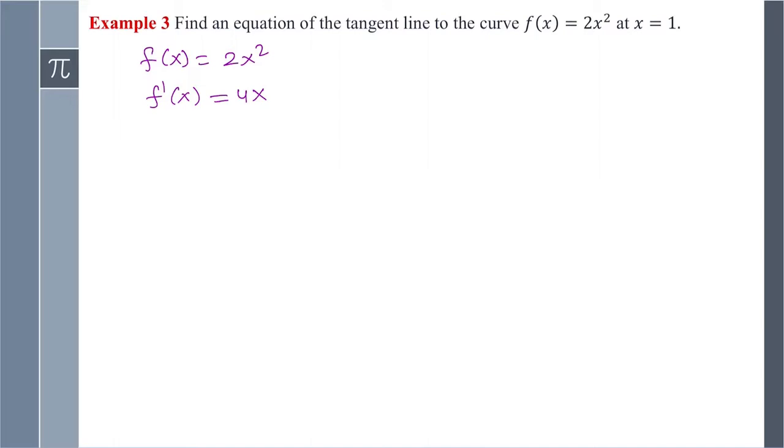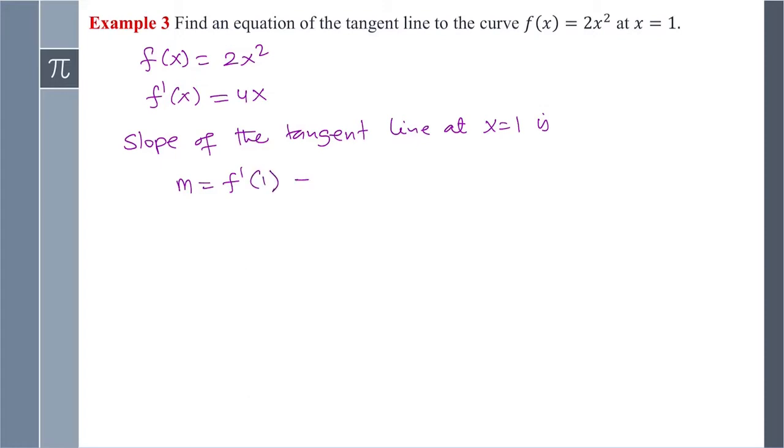Now, the slope of the tangent line at x equals 1 is given by m equals f prime at 1, which is 4 times 1, and that is 4. The slope is 4, and that's what we had earlier. Now, we need a point and the slope to find the equation. So we got the slope.